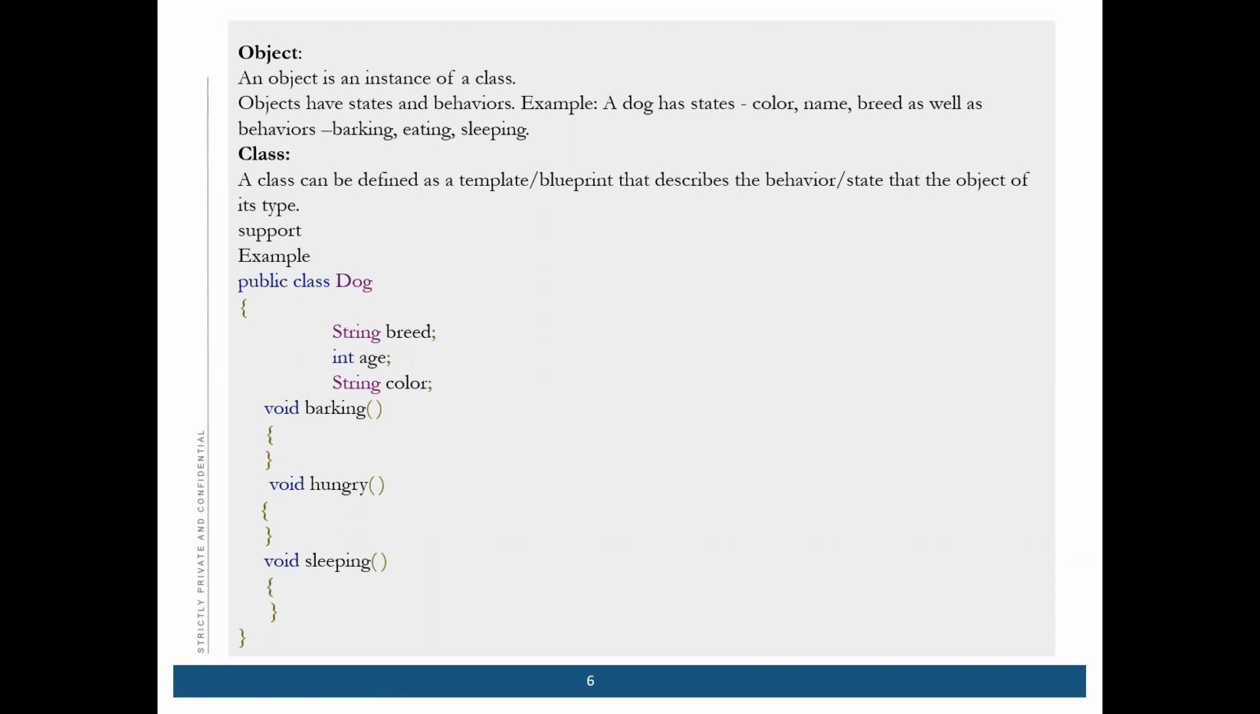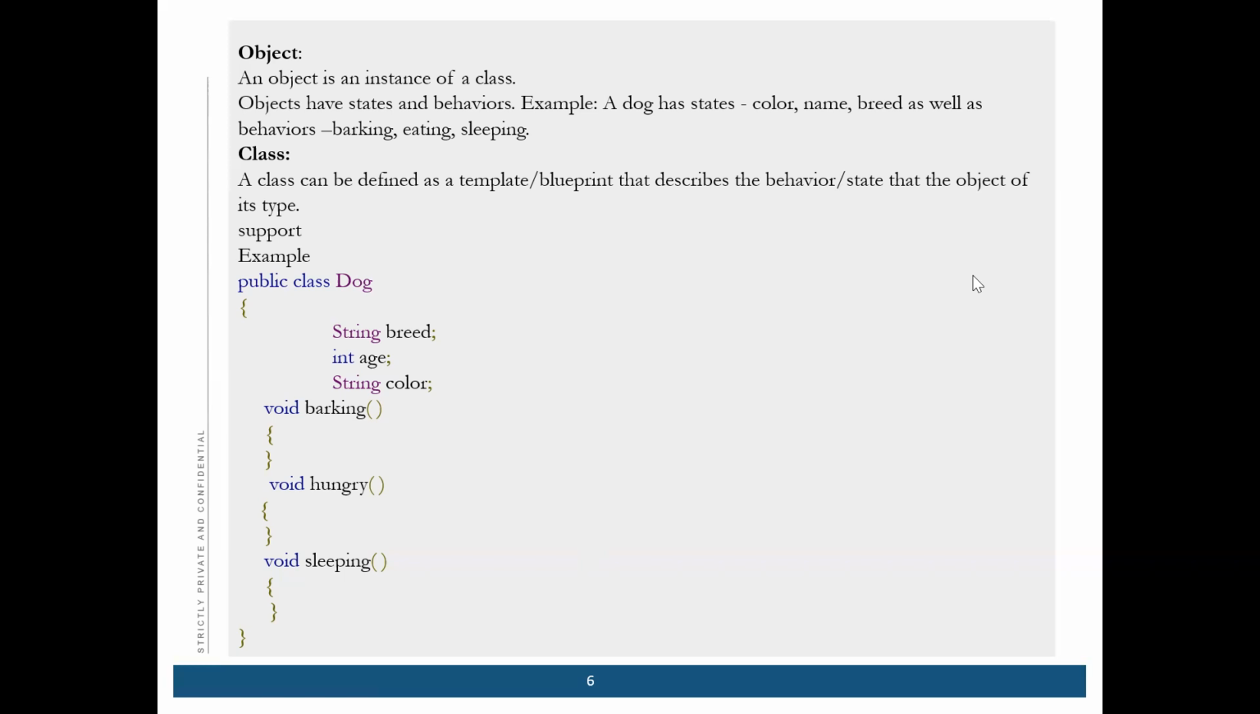One of the concepts of OOPS is object. Can someone read this for me? What is an object? Maybe Shilpa, can you? Okay. An object is an instance of a class. Objects have states and behaviors. For example, a dog has states like color, name, breed, as well as behaviors like barking, eating, sleeping. Correct.